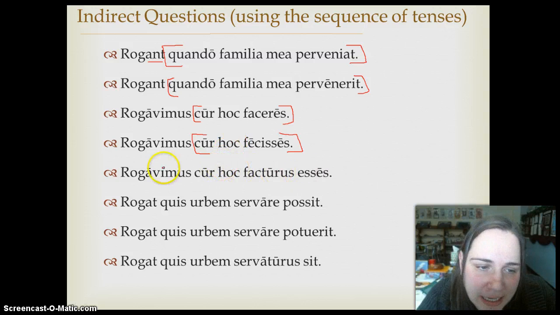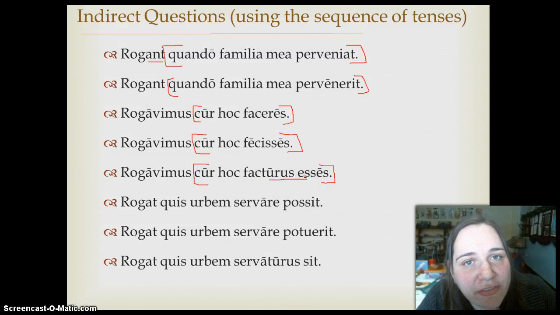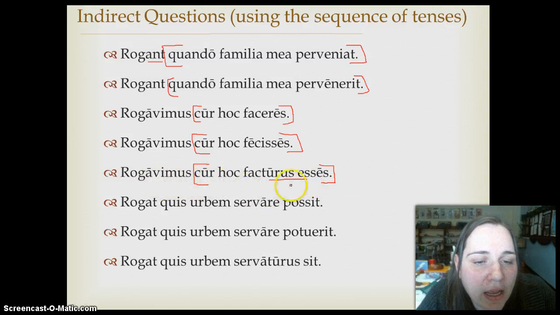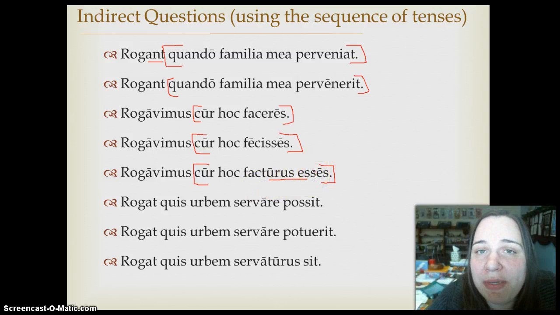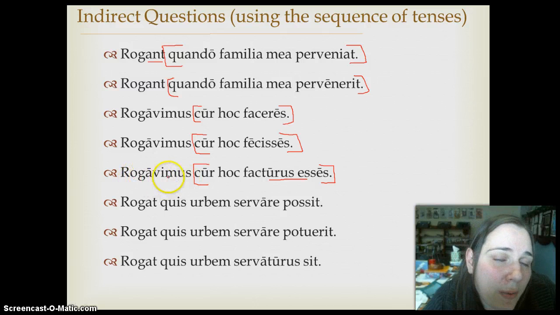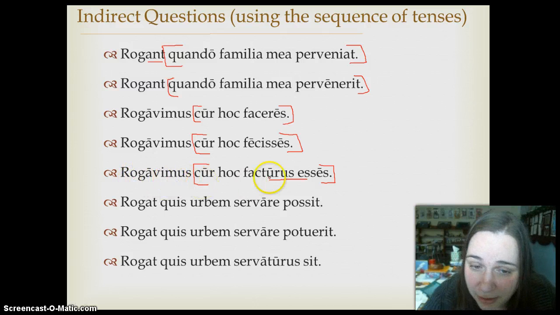In this third example, rogavimus cur hoc facturus esses, we once again have an indirect question. Now we have that future active periphrastic construction that I previously told you about. We asked why you would do this, okay? The imperfect of the verb to be with the future active participle, it has to be imperfect because we're in secondary sequence, and rogavimus is perfect, so in secondary sequence we have to use the imperfect subjunctive for the future active periphrastic.